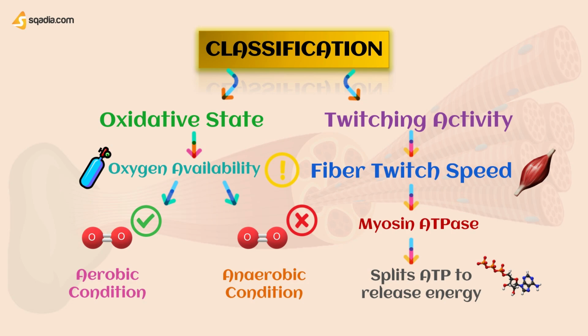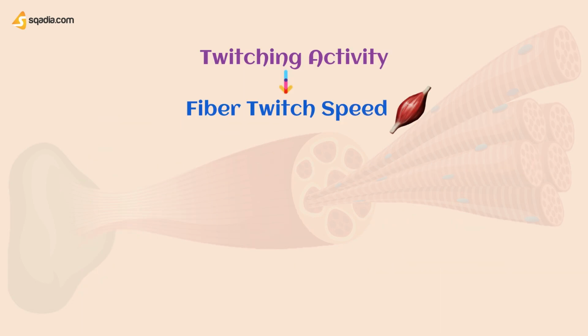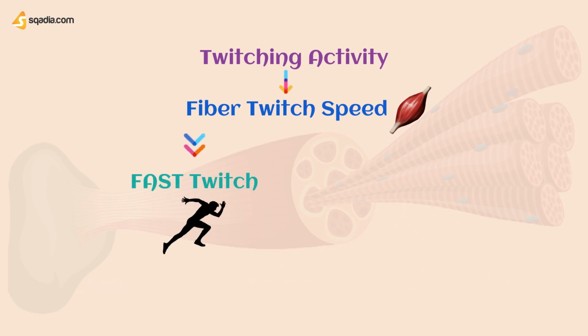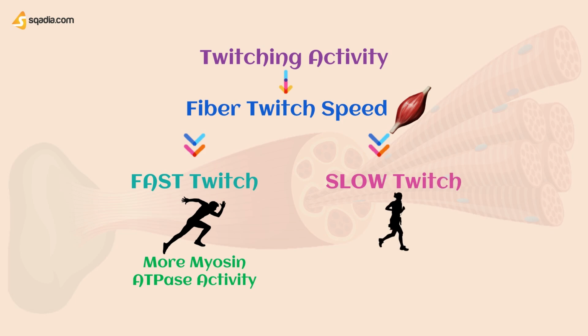Now, there are 2 types of twitching muscles: fast twitch and slow twitch. Fast twitch will be when there will be more activity of myosin ATPase. And slow twitch will be its opposite. Fast twitch will use ATP more than slow twitch.